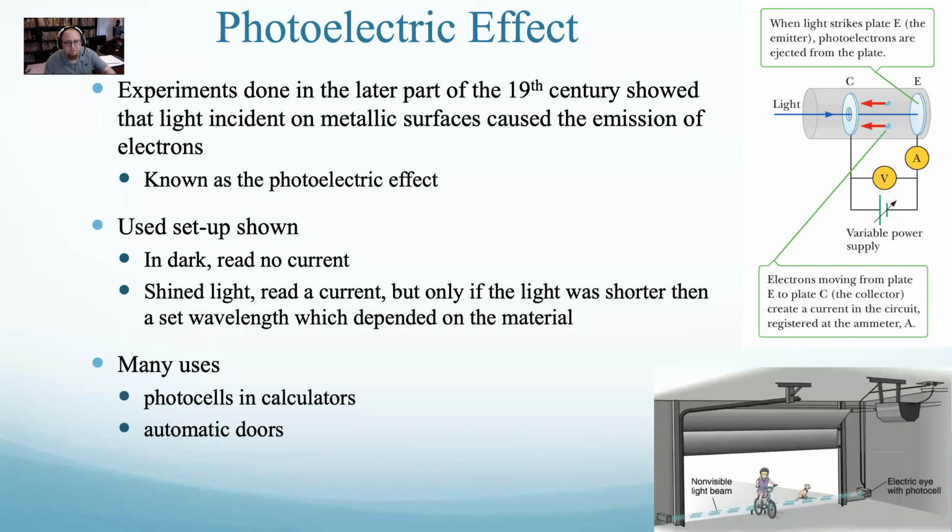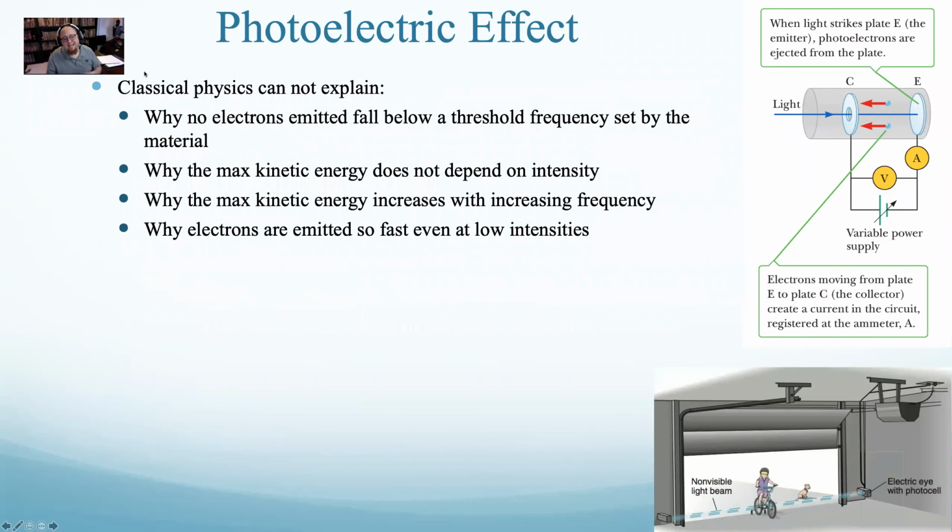But in general, people understood this happened, but they couldn't explain how. No one understood why it only worked for certain wavelengths. And I'm gonna actually switch back to frequency, because remember, for light, they're directly related. For light, the speed of light is the frequency times the wavelength. And so what they said is you had to have a minimum frequency to work, and no one knew why.